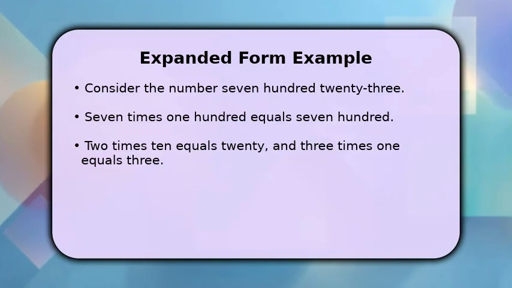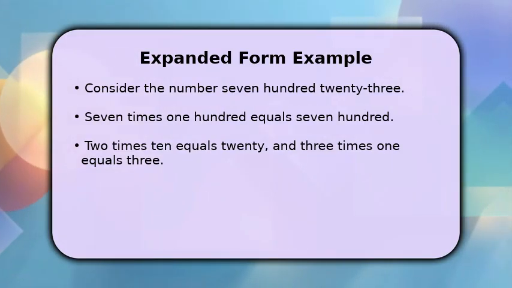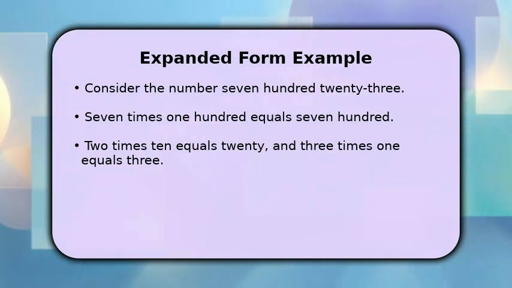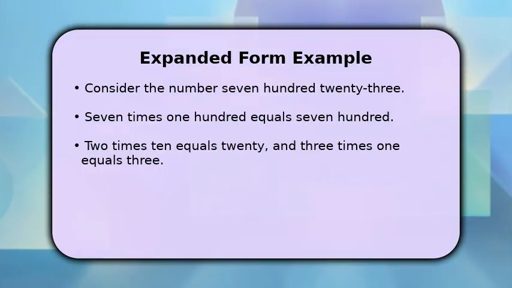Let's walk through an example with the number 723. First, the 7 is in the hundreds place, so we have 7 times 100, which is 700. Next, the 2 is in the tens place, giving us 2 times 10, or 20. Finally, the 3 is in the ones place, so 3 times 1 is 3. Adding these together, the expanded form is 700 plus 20 plus 3.